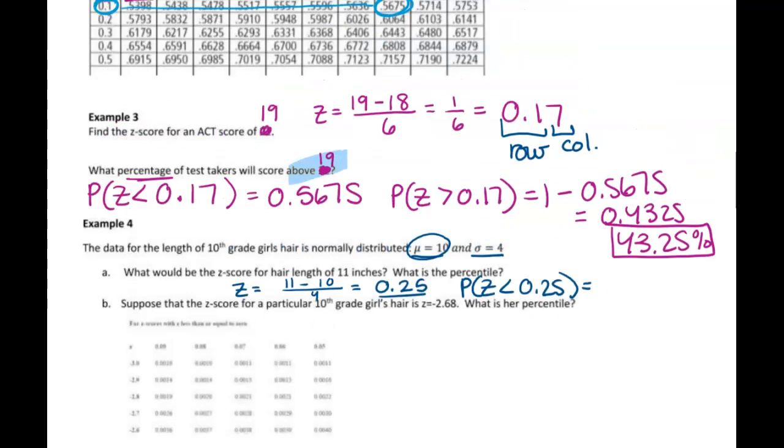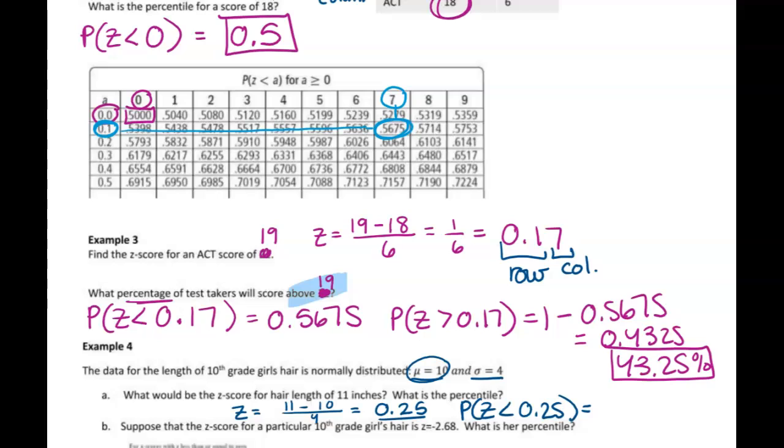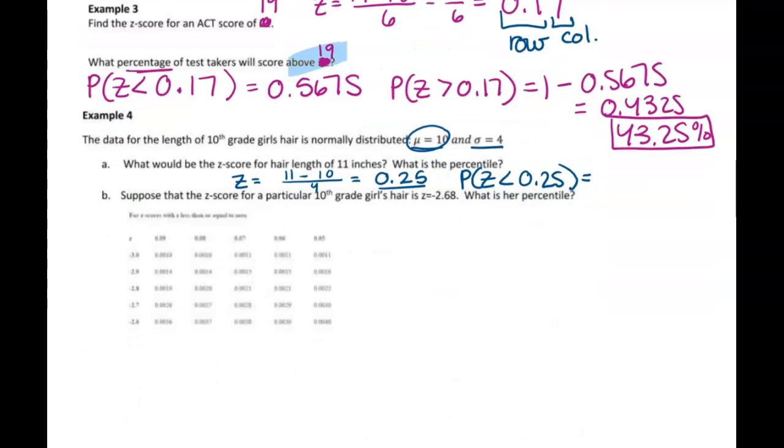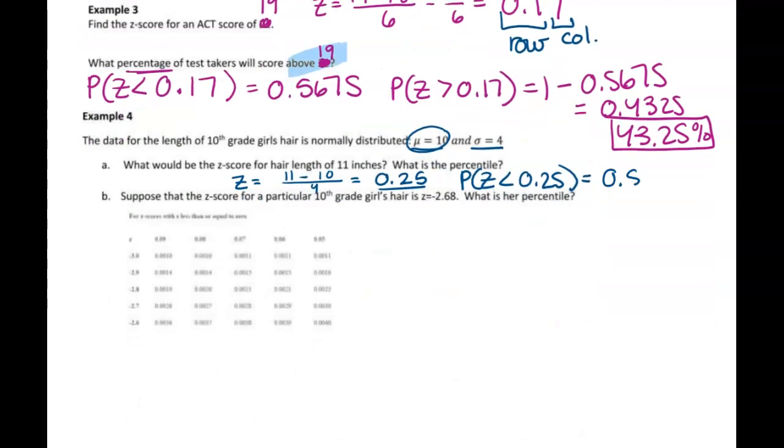We'll go back up here. So 0.25 is going to be 0.2, and then here's our 5. Where do they meet? 0.5987. And technically, if we want to say what's the percentile, that's about the 60th percentile, or you could say the 59.87th percentile if you wanted to.